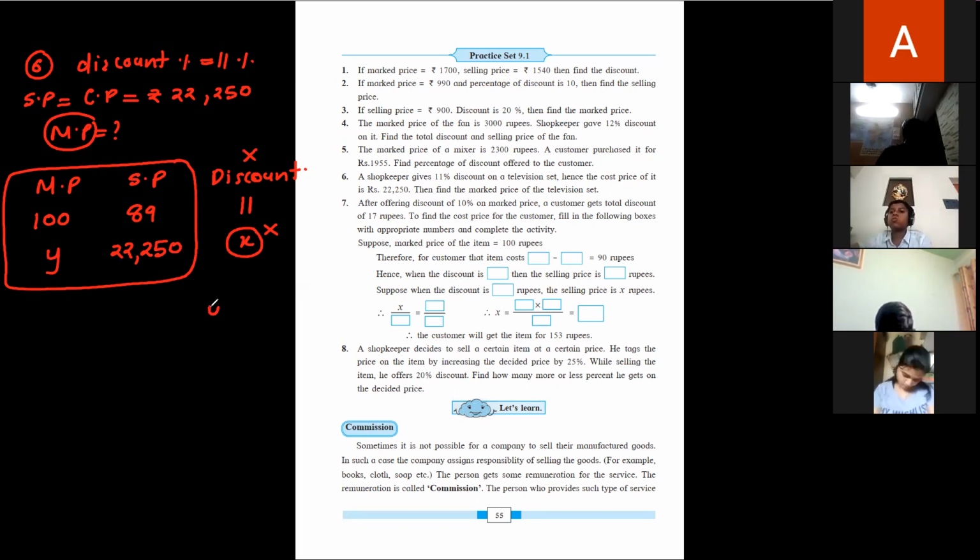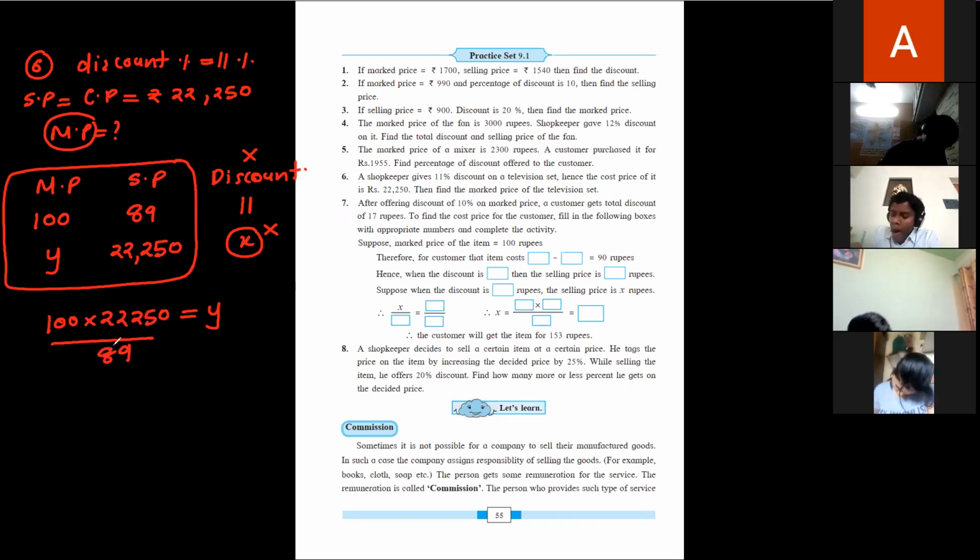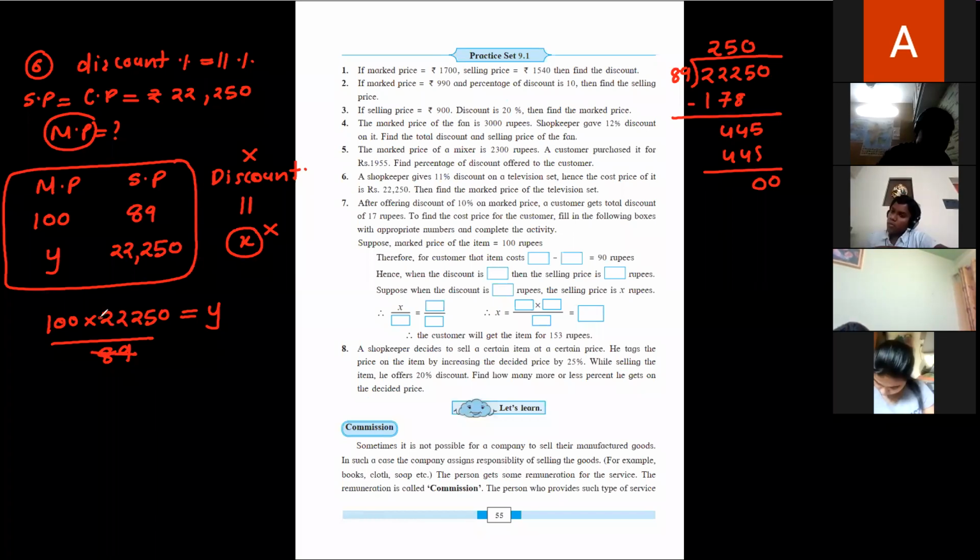Just take Y over at the top. This will be what? It will be 100 into 22250 and it will be divided by what? 89. Okay, now we have to calculate this part. If we divide these two, you'll get the quotient as 250. This 250 you have to multiply by 100. That means over here, two zeros will be added. Okay, this will be what? Our mark price.